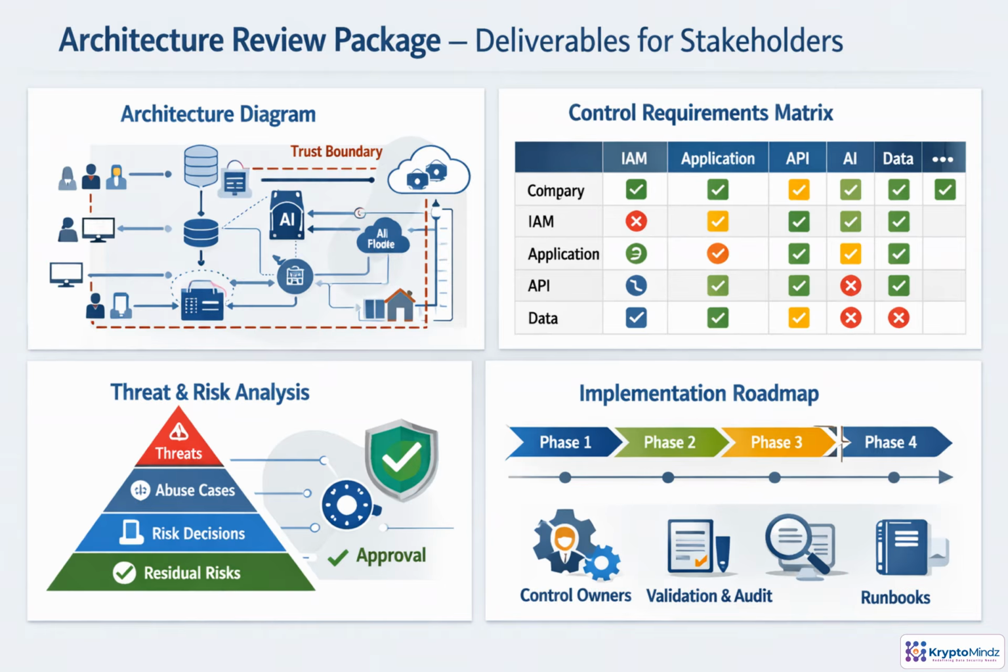The capstone deliverable is more than a design document. It is a review package that helps every stakeholder make a decision. Diagrams show how data, identity, networks, AI services, and admin access actually work. Control matrices show that requirements are covered. Threat and risk summaries explain what was accepted, mitigated, or still remains. The roadmap assigns owners, validation steps, audit evidence, and runbooks. When these artifacts are clear, the architecture is ready for governance review.